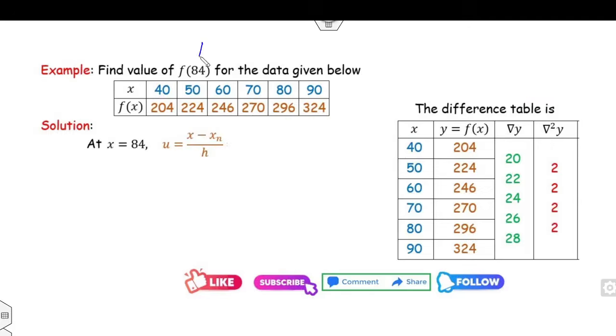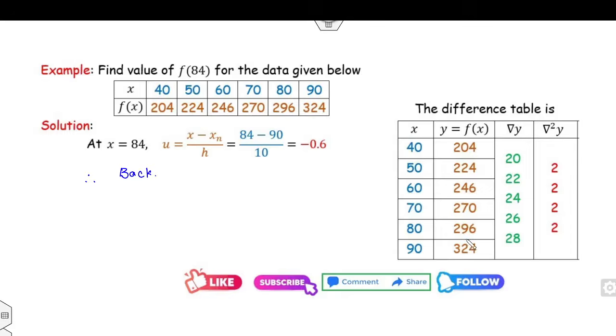Now, once we know this is a constant, we can start with the value of u. My target is to compute at 84. So my x is 84, and xn is my last number, xn is 90. What is the common difference? You can see the difference is 10. So the answer is minus 6 over 10, that is 0.6. So the value of u is minus 0.6. Now I can apply the Newton backward difference.